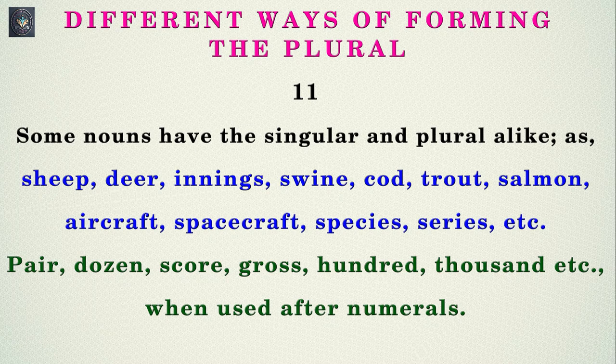Rule number 11. Some nouns have the singular and plural alike, as sheep, deer, innings, swine, cord, trout, salmon, aircraft, spacecraft, species, series, etc. The following nouns also have the same nature when they are used after numerals, like pair, dozen, score, gross, hundred, thousand, etc.